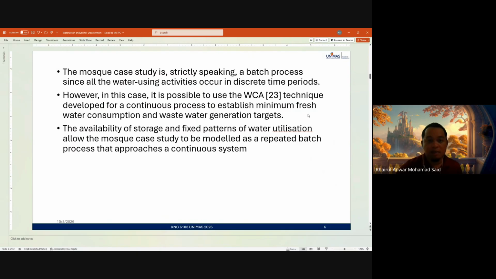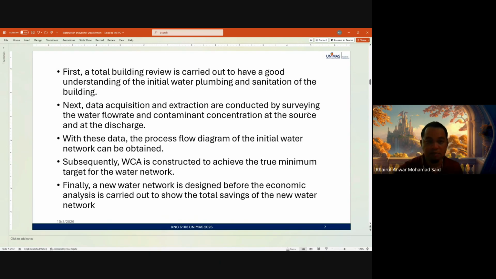So this mosque case study is a batch process, since all the water using activities occur in discrete time periods. However, in this case, it is possible to use the WCA technique developed for a continuous process to establish the minimum fresh water consumption and wastewater generation target. The viability of storage and fixed patterns of water utilization allow the mosque study to be modeled as a repeated batch process that approaches a continuous system.